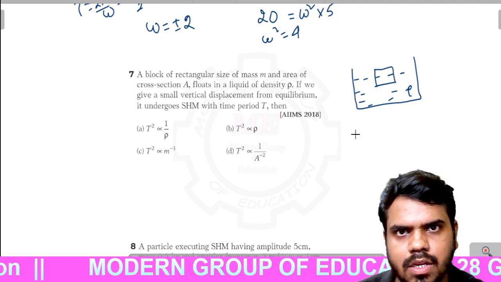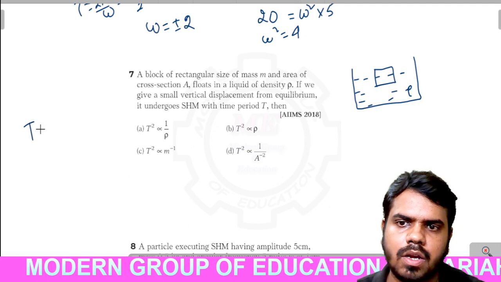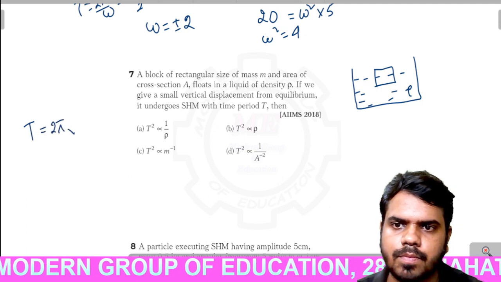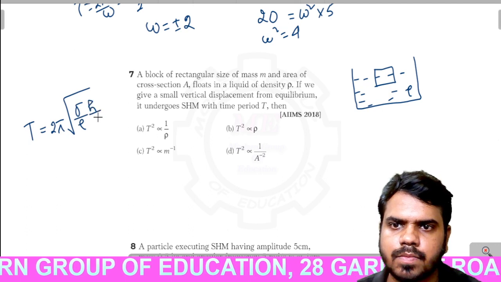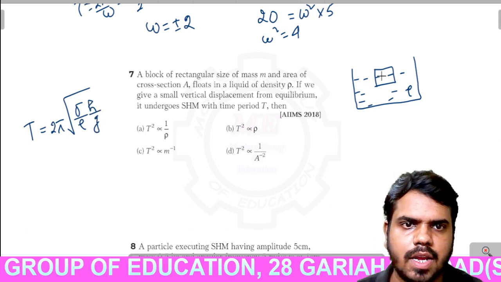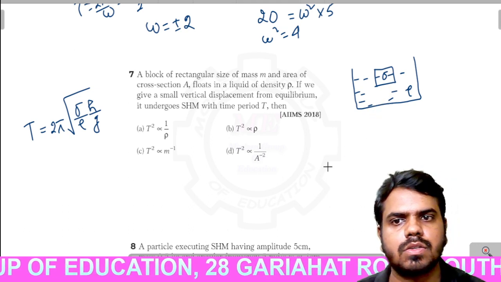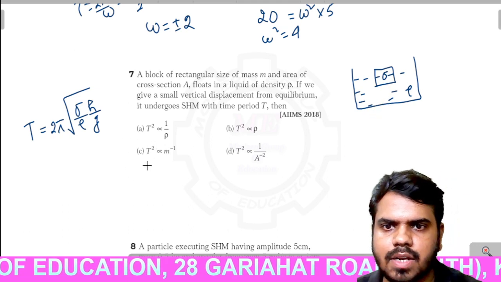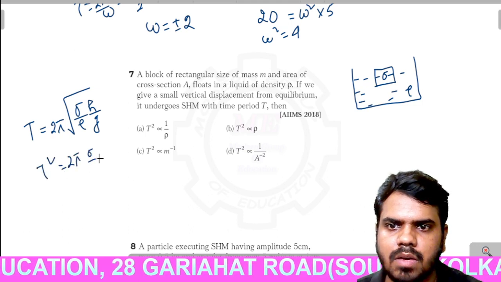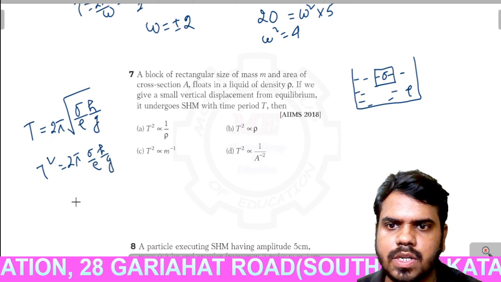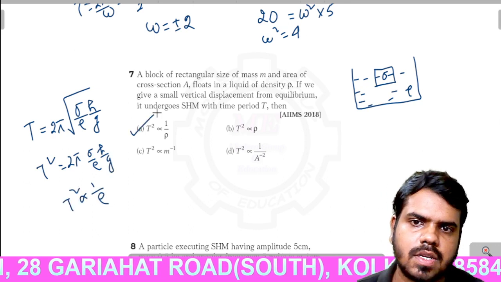I have already told you the formula of time period of a block in a liquid, that is 2 pi root over sigma by rho into h by g. h is the height of the body, sigma is the density of the solid, and rho is the density of the liquid. So T square is proportional to sigma by rho into h by g. So T square is inversely proportional to density of the liquid. So answer 1 is correct.